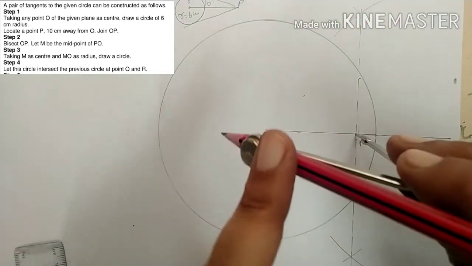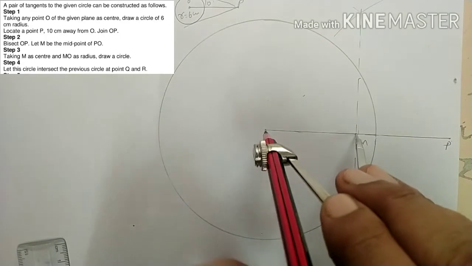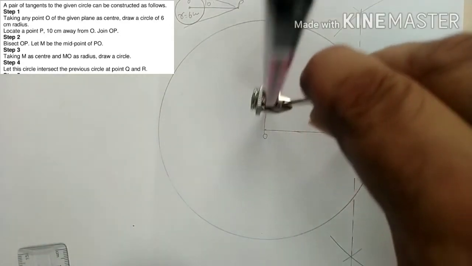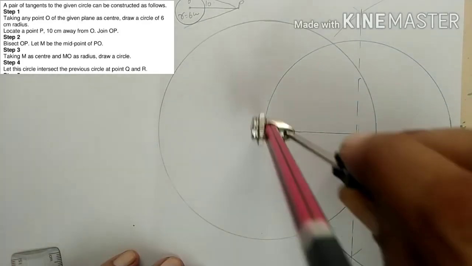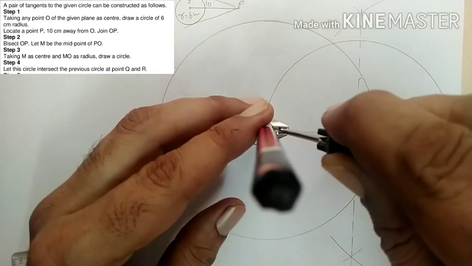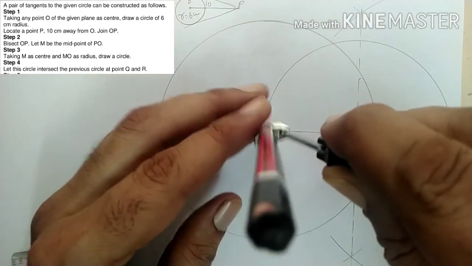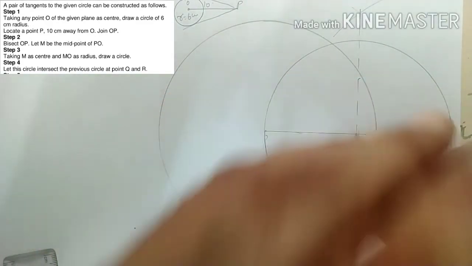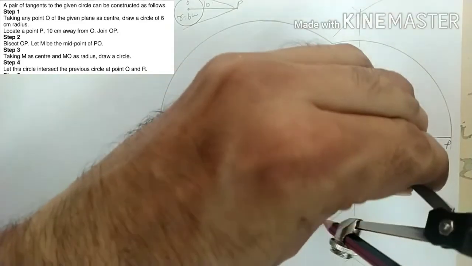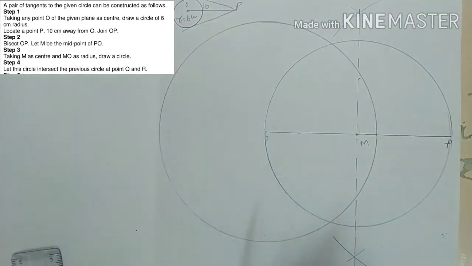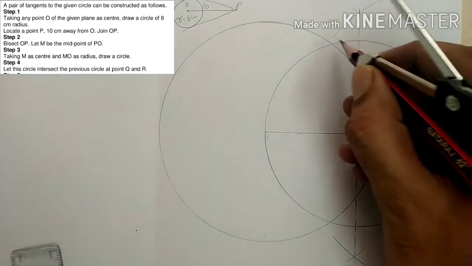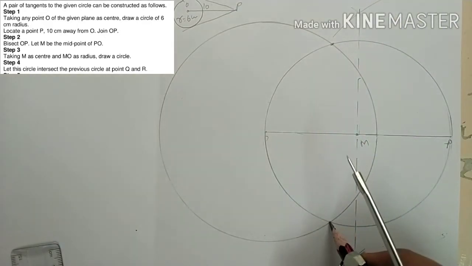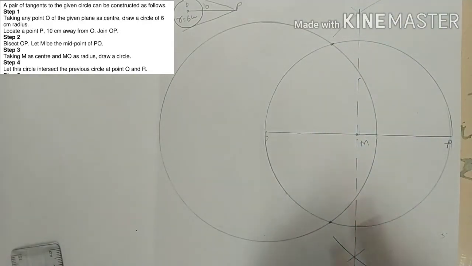Now you take M as a center and OM as a radius and draw a circle. This circle cuts the previous circle at 2 points. These points you can mark Q and R. This is Q and this is R.